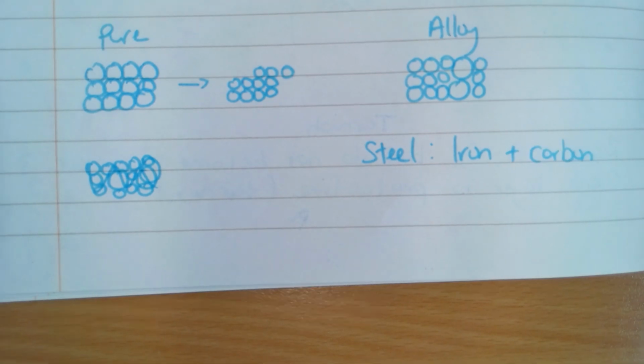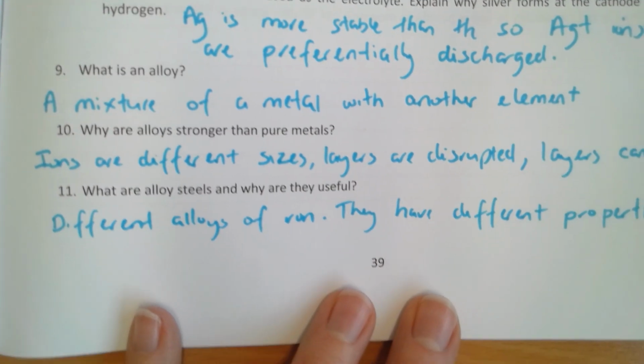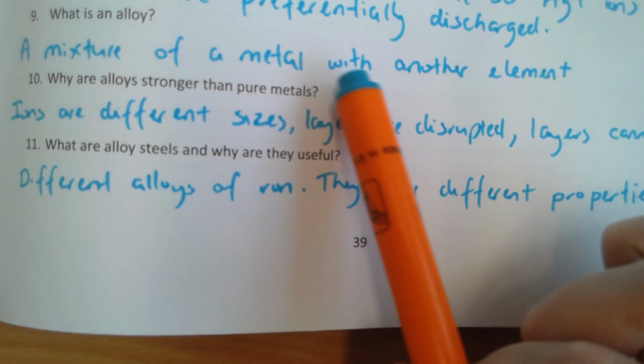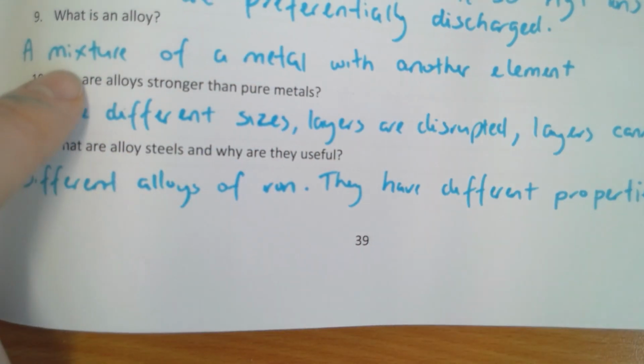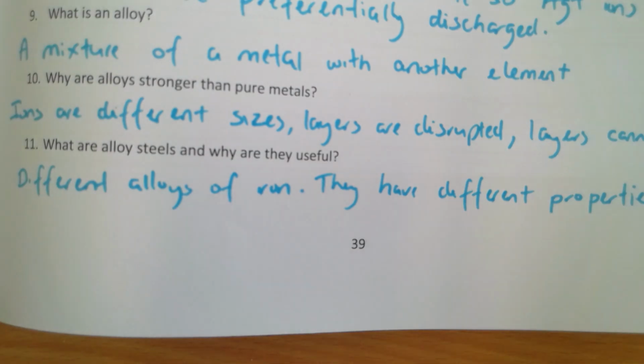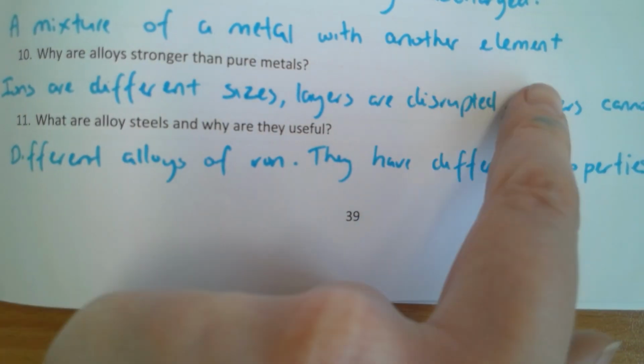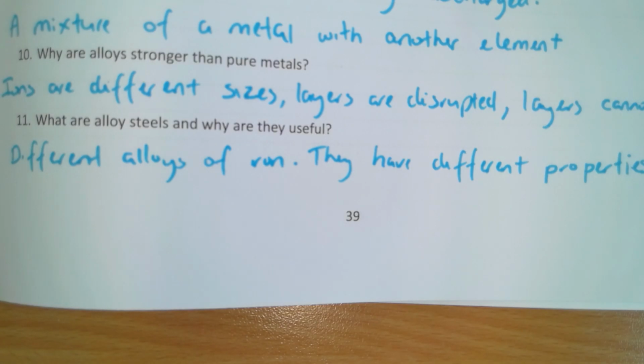So I've got questions 9, 10, 11. I'm just going to put the answers under here. What is an alloy? It's a mixture of a metal with another element. That word mixture is key. You have to say mixture. The other element doesn't have to be a metal. The classic example, steel, is iron and carbon, and sometimes you've got two other elements mixed in there.